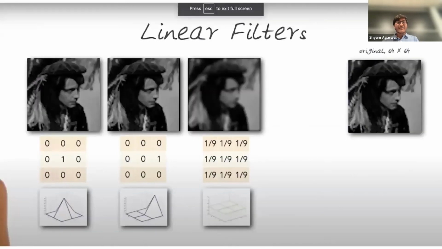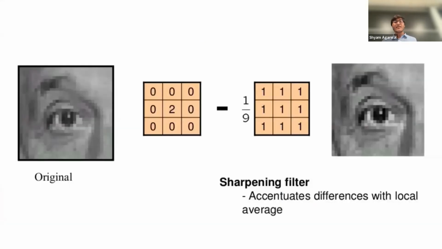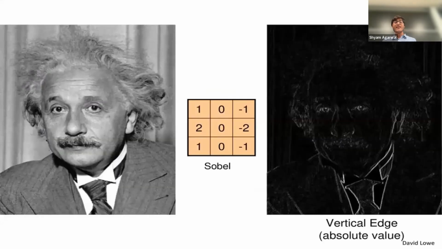Okay. Similarly, there are different filters. Like if you have a filter like 1/9 everywhere, this will blur your image. You can sharpen your image by using a filter like this. And there are multiple filters. This is a particular Sobel filter, which you can use to find a vertical edge.